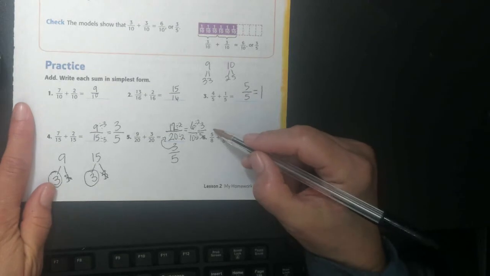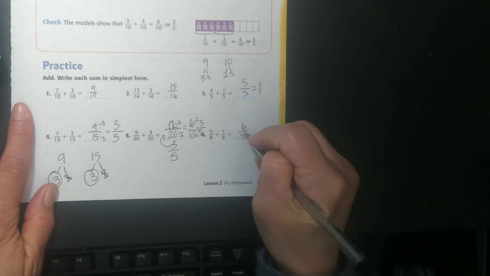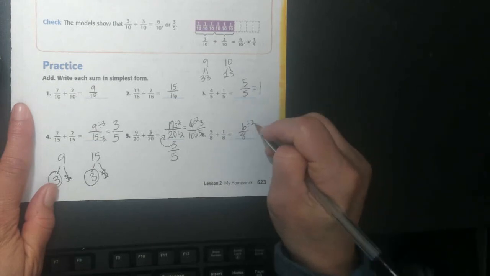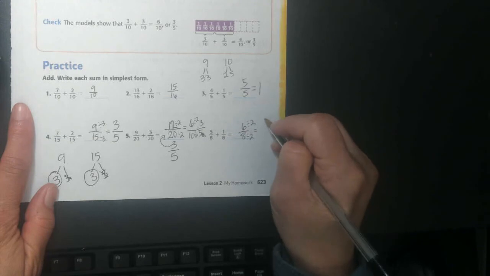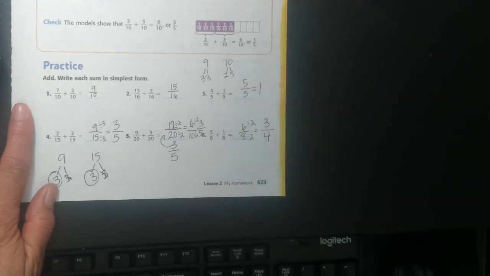All right, so 5/8 plus 1/8 is 6/8. We'll divide by 2. 6 divided by 2 is 3. 8 divided by 2 is 4.